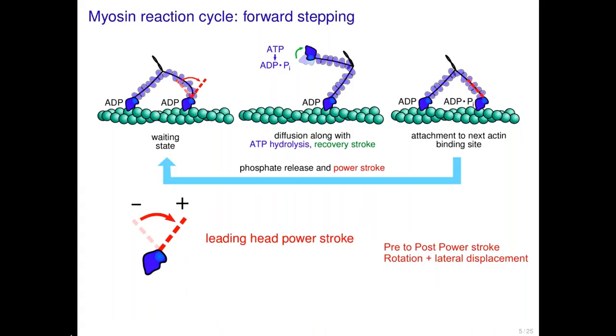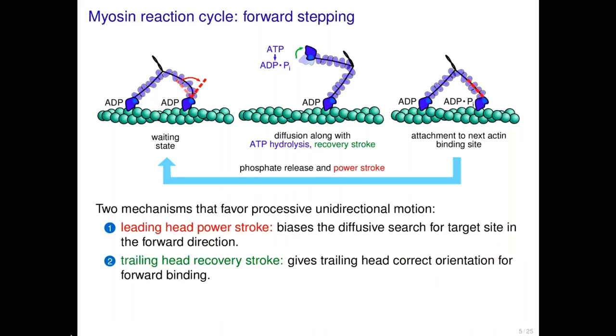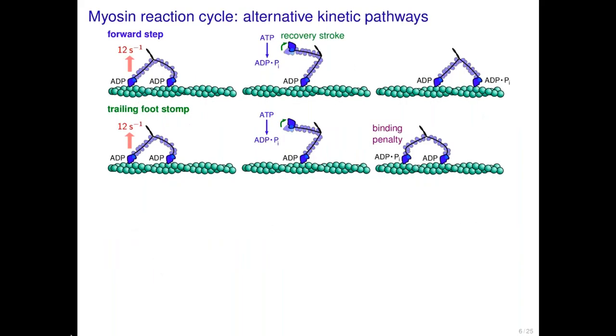These are nominally believed to be the two sources that favor unidirectional motion. One is the leading head power stroke, which is in red, and the recovery stroke that was, to me surprisingly, only discovered 4 years ago in that particular paper. Okay, that's what happens in the forward stepping. But the movie that I showed you of Ando also pointed out, maybe it was known before, but I don't know, that the trailing head, which preferentially detaches, need not go forward, but can rebind to the same starting point.